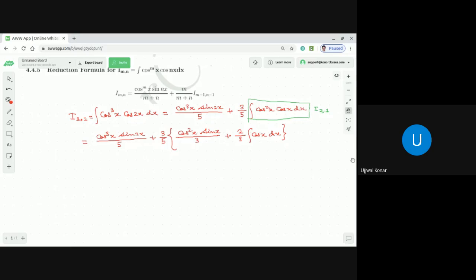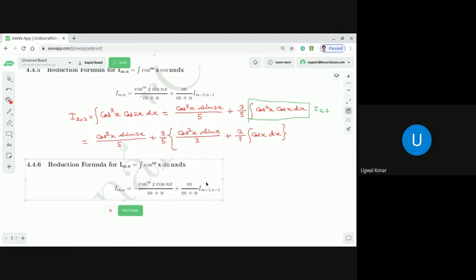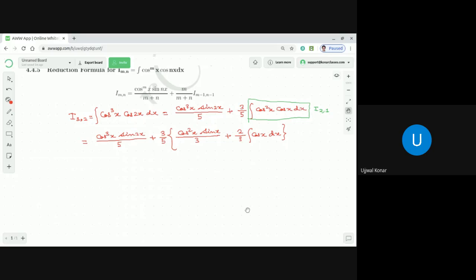So let's discuss this thing. Here is the formula for cos to the power mx into sine nx dx. If we say Imn is equal to integral of cos to the power mx into sine nx dx, its reduction formula becomes minus cos to the power mx into cos nx by m plus n, plus m by m plus n into I m minus 1, n minus 1. The same approach you can take as in the example I gave earlier.